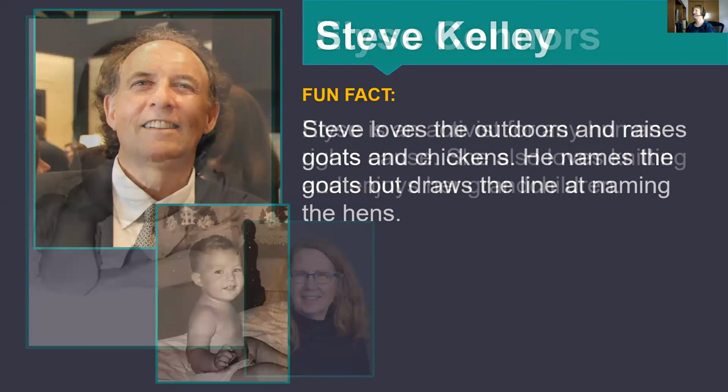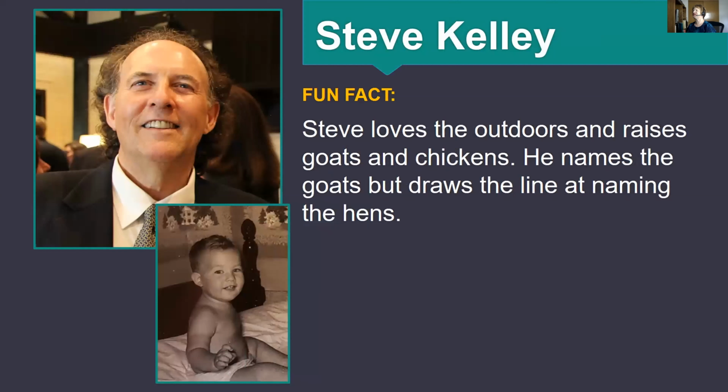And next we have Steve Kelly, and Steve wrote our chapter on access to information, electronic listening, recording, and reading devices. And this chapter includes information about the digital talking book player, other digital voice recorders, OCR or optical character recognition devices, and the like. Here's a picture that Steve shares wearing diapers. I should also add that he's a baby in the picture. A fun fact is that Steve loves the outdoors and raises goats and chickens. And he also names the goats, but draws the line at naming the hens.